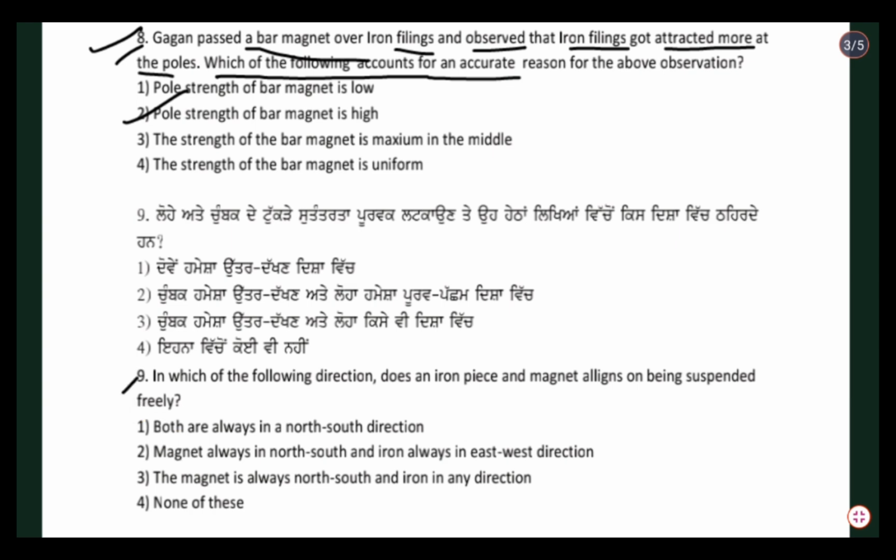Question number 9 is, in which of the following directions do an iron piece and magnet align on being suspended freely? So the answer will be, both are always in the north-south direction.